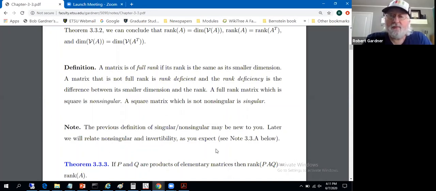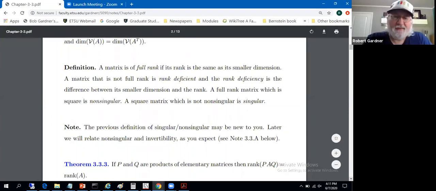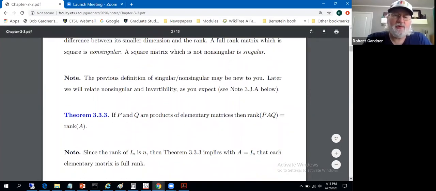Later we'll fix that. I guess it's note 3.3.a below. We'll use this idea of singular and non-singular versus full rank and not full rank and link that together with invertibility. And technically we haven't dealt with inverses of matrices in here just yet.